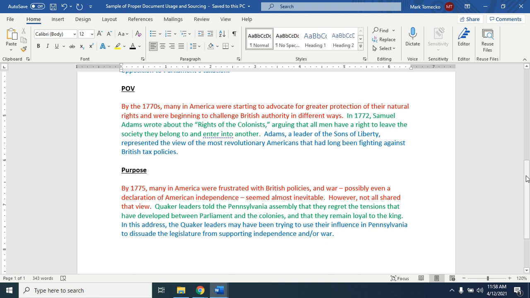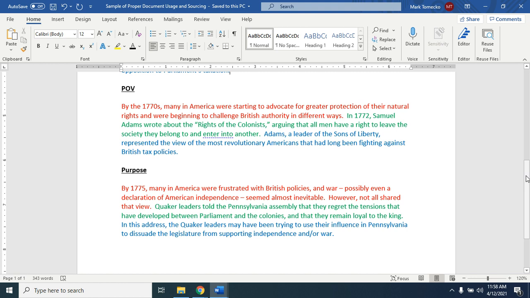I used this document already for context, but now you'll see how I'm sourcing it differently. So I kind of copied and pasted here. By the 1770s, advocating for greater natural rights, blah, blah, blah. In 1772, Adams writes about the rights of colonists. But now, who's Sam Adams? Adams, a leader of the Sons of Liberty, represented the view of the most revolutionary Americans that had long been fighting against British tax policies.